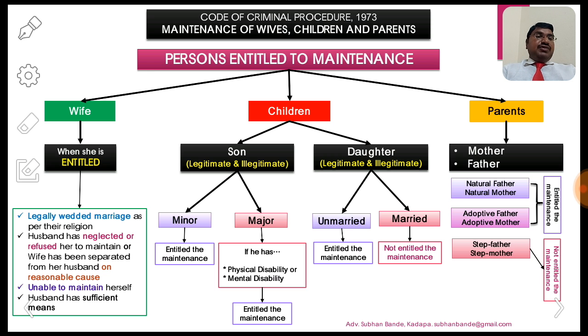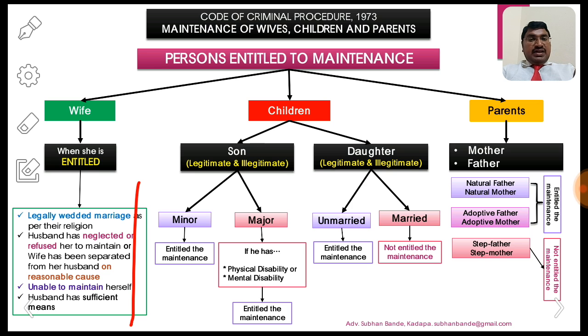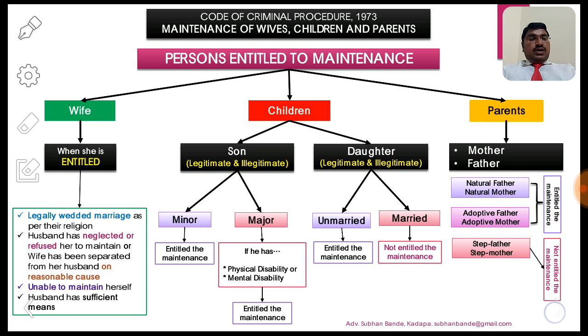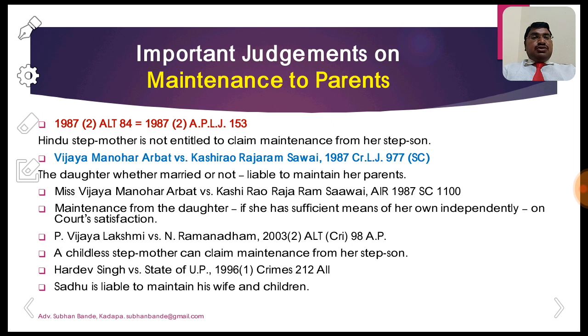Next, let us have a quick look at all the provisions related to maintenance. A wife is entitled to maintenance under these conditions. A minor son is entitled to maintenance. A major son who fulfills these conditions can be entitled to maintenance. An unmarried daughter can be entitled to maintenance. A married daughter cannot. The natural father and natural mother, and the adoptive father and adoptive mother can be entitled to maintenance. Stepfather and stepmother cannot. Next, important judgments on maintenance to parents.